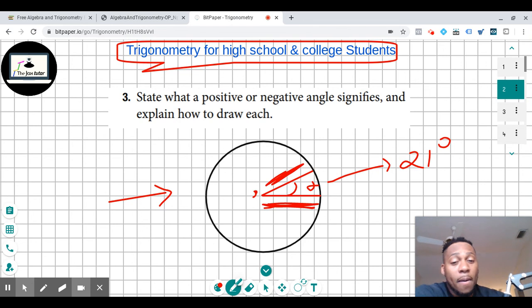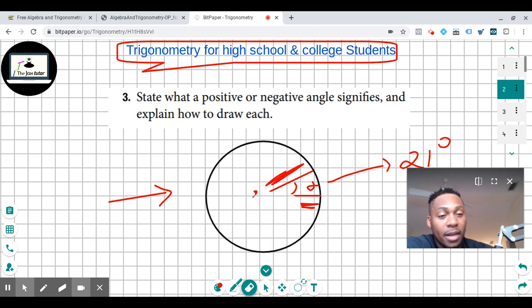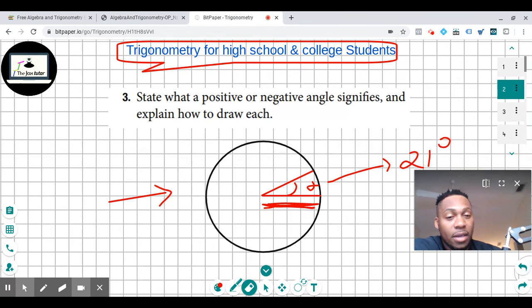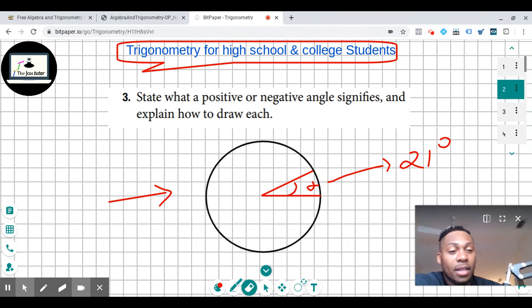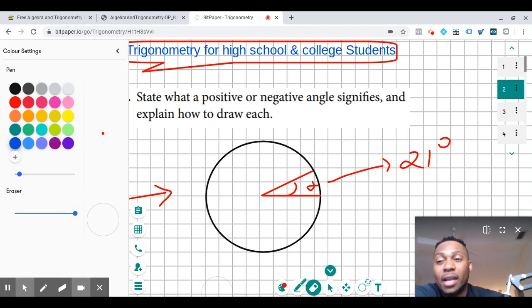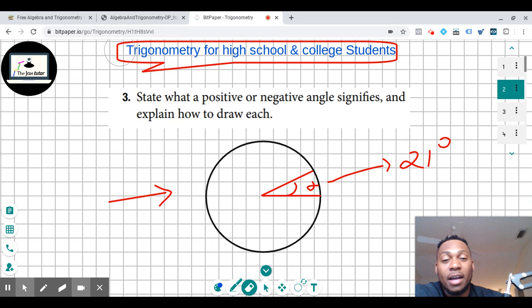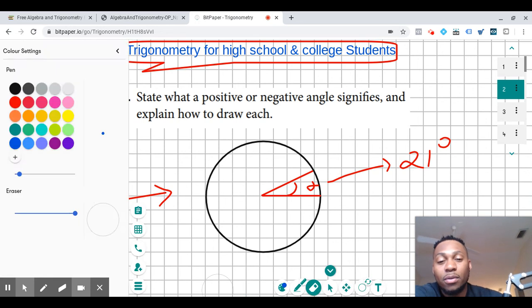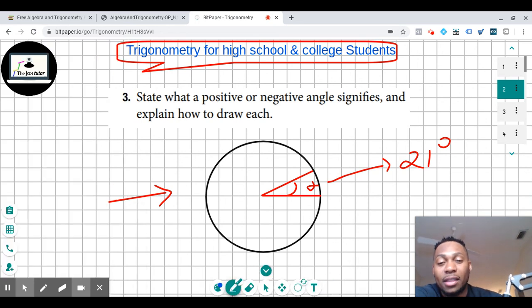Now the other way that they can ask you to write an angle is to find a negative angle. So let's say they ask you to draw an angle that's negative 35. If you wanted to draw an angle that's negative 35, how would we do that?